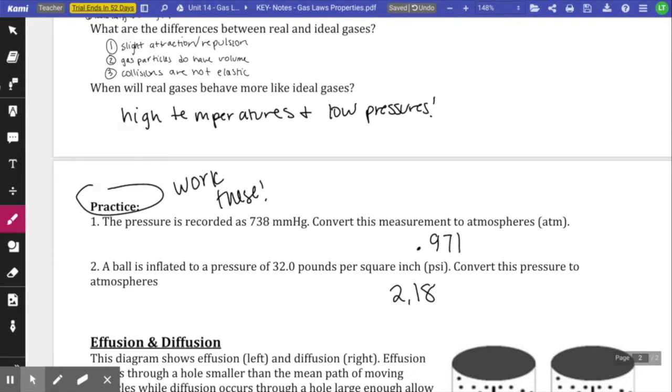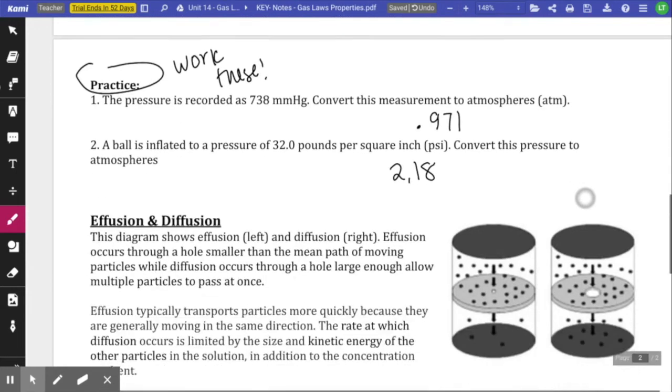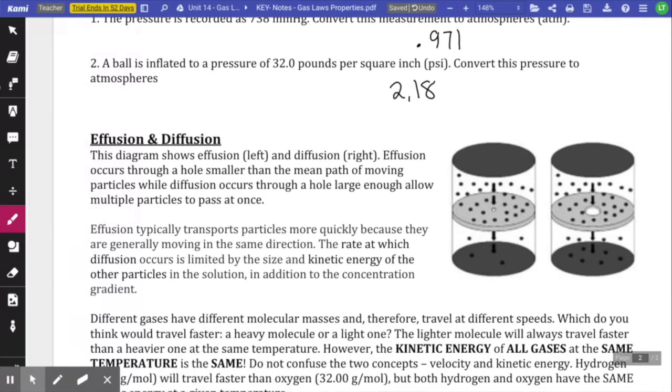Okay, so the next thing we're going to talk about is effusion and diffusion. The diagram over here shows us this one on the left, I'm going to write in colors because I want to, is effusion. And on the right, we have diffusion.